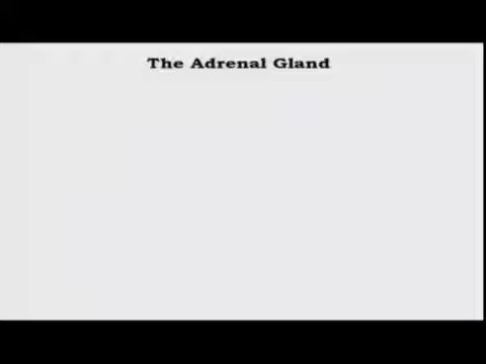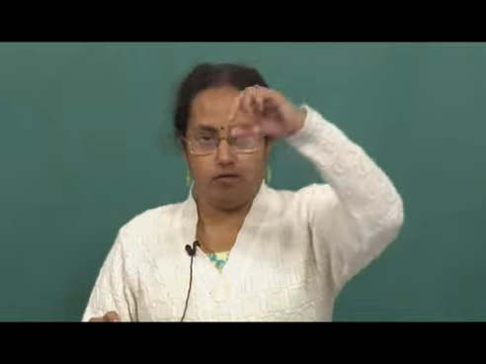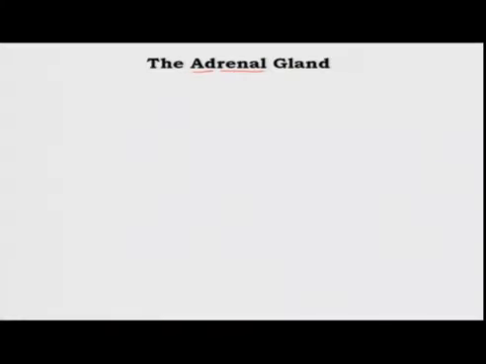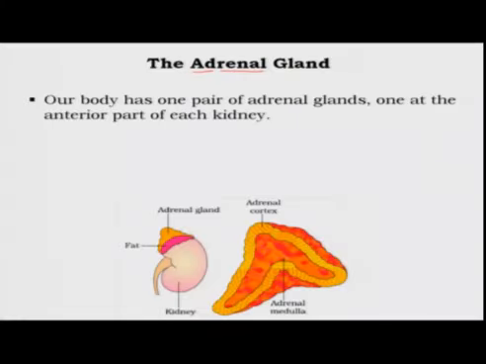Okay. Let us again move down the hierarchy. Now, we have come to the next structure, which is called the adrenal gland. The name adrenal itself explains what it is. Renal means kidney, so this gland is located right on top of the kidney. Our body has one pair of adrenal glands because we have one pair of kidneys. This is one of those kidneys shown here, and you can see the adrenal gland sitting on top of it.